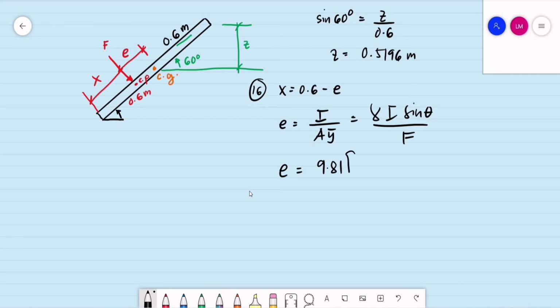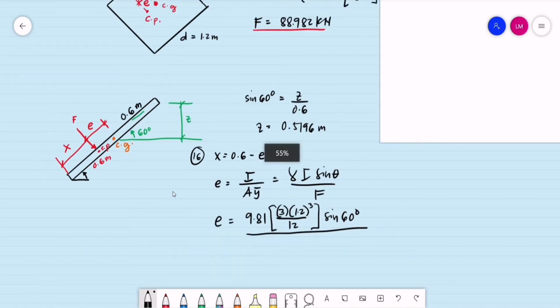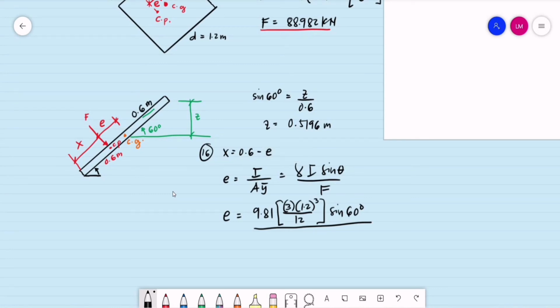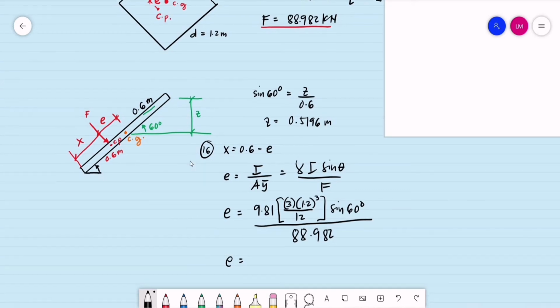9.81. Moment of inertia, take note na ang base natin this time is 3, ang depth natin ay 1.2 cube. So rectangular, BD cube over 12. So that is the moment of inertia, the sine, ang inclination ng gate ay 60 degrees. Given yon. Divided by the force. Ano yung force na na-compute natin sa number 15? Ito yung 88.982 kilonewtons.